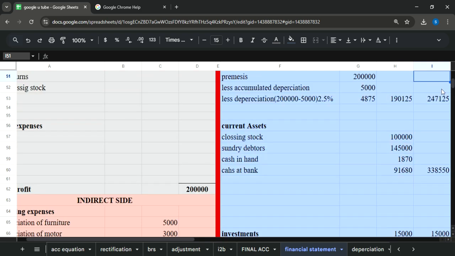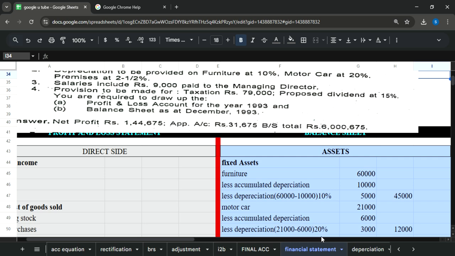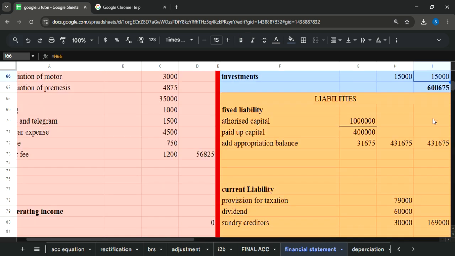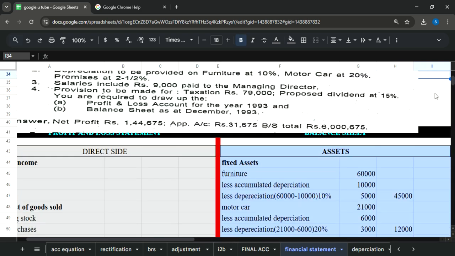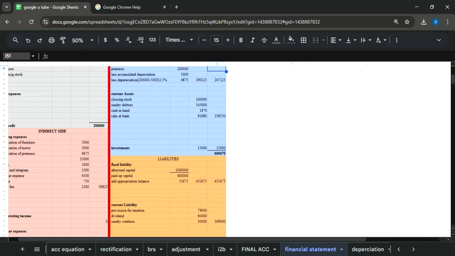One thing you remember, that at the start I told you that this market value of share is not directly concerned with us, so we have left it, and by leaving it we have got our correct answer 600,675, which is mentioned over here. So guys, you have seen that all 5 parts are now completed, and exactly the answers of these 5 parts are matched.